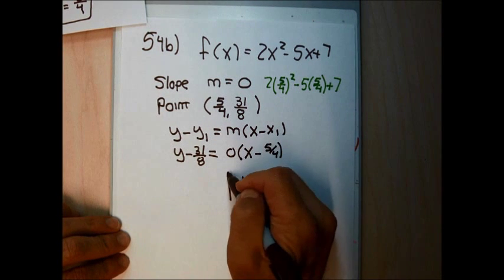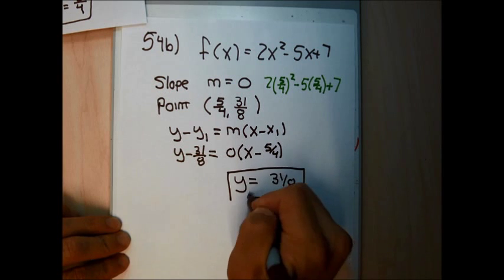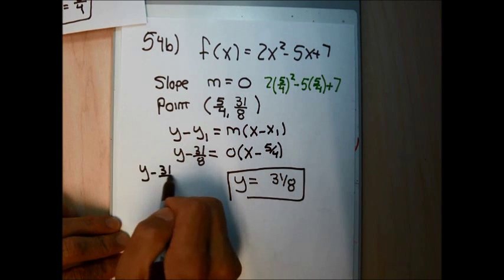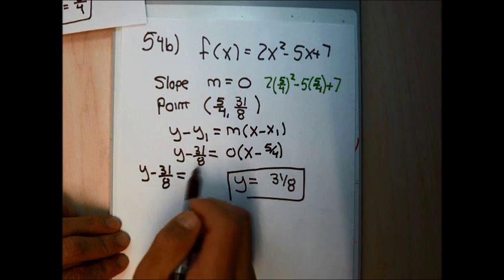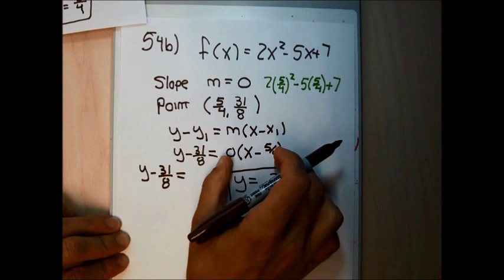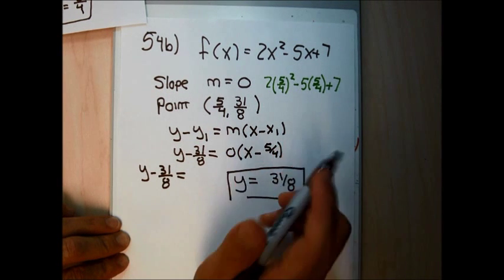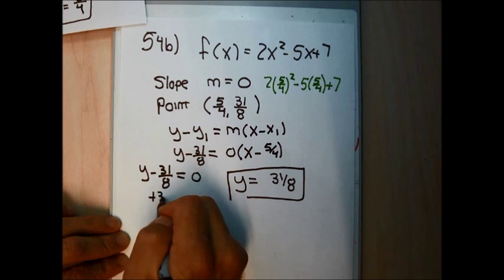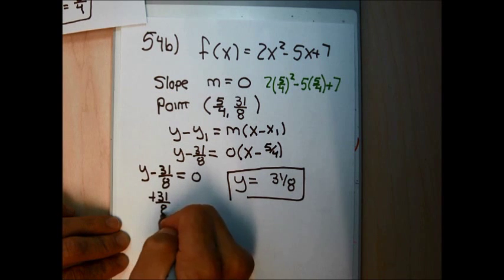When I do that, the left side temporarily is going to say y minus 31 over 8. But the right side, 0 times any quantity is equal to 0. So 0 times the quantity x minus 5/4 is equal to 0. If I want to get this solved for y, I would just add 31 over 8 to both sides.